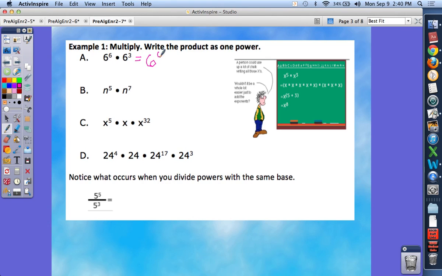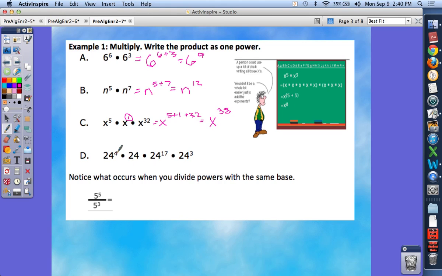Hopefully here you have 6 to the 6 plus 3, which is going to give you 6 to the 9. On B, n to the 5 plus 7, or n to the 12th then. On C, tricky here, what did I say the exponent was if you don't see it? It's a 1, so don't forget to do x to the 5 plus 1 plus 32. If you have 37, you're 1 short, you should have x to the 38th.